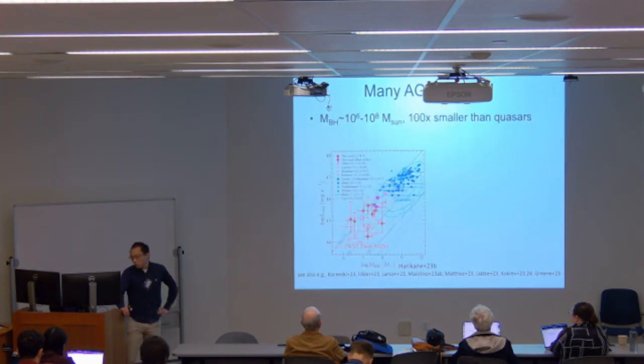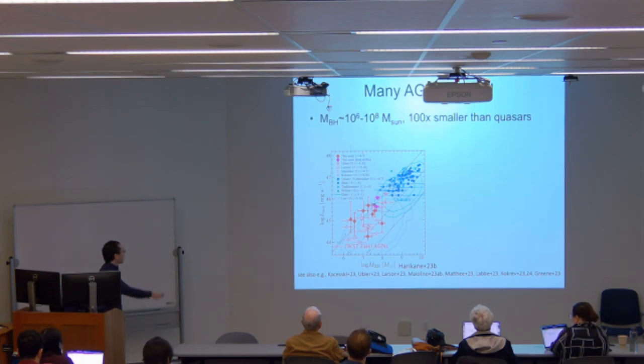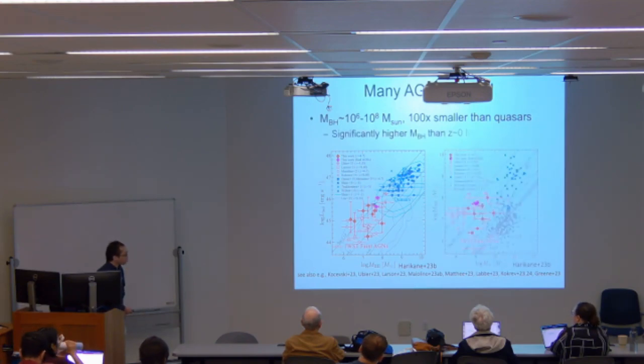Because we detect broad H-alpha emission lines, we can calculate black hole mass. This figure shows the bolometric luminosity as a function of the black hole mass. We found that the black hole mass is about 10^6 to 10^8 solar masses, which is about 100 times smaller than quasars.